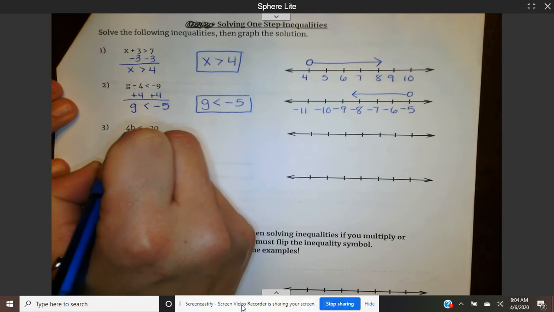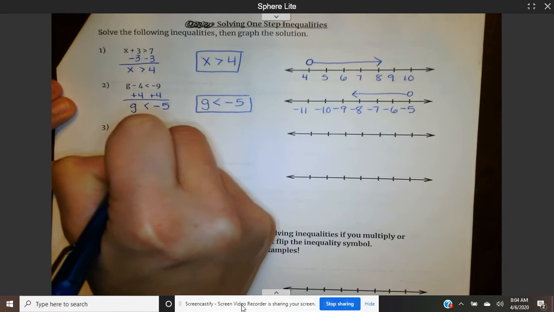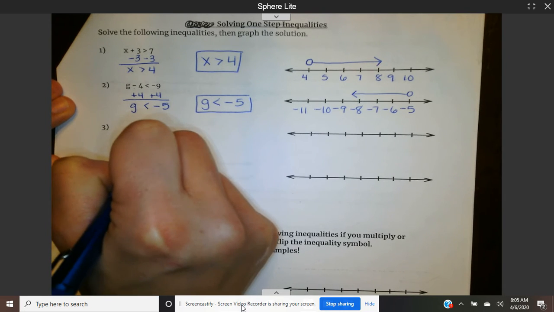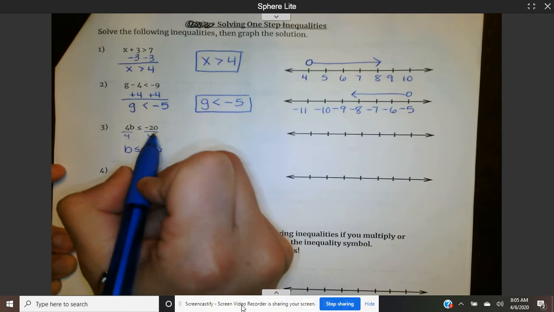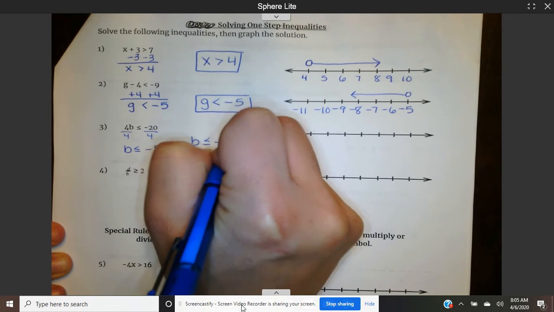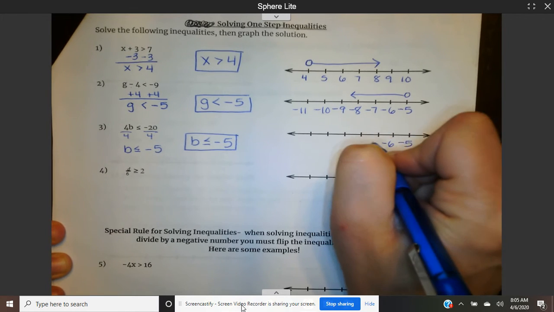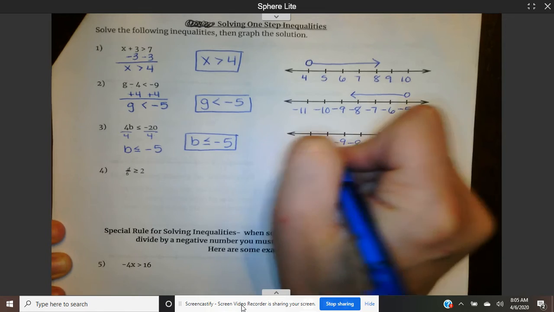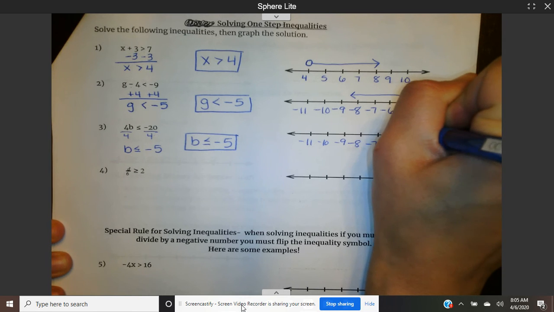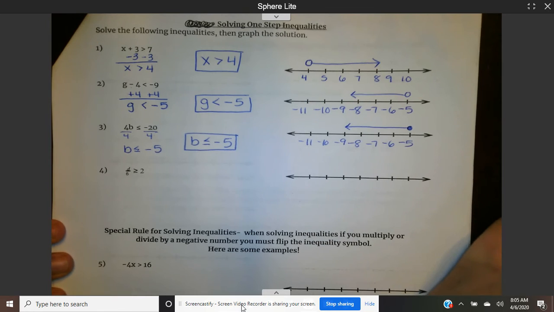Okay, the next one, 4b, that would be multiplication. So the opposite is division. We're going to divide both sides by 4. So b is less than or equal to -5. A negative divided by a positive is a negative. So b is less than or equal to -5. Okay, so I'll actually use the same number line as above. And notice I'm going at even increments. Make sure to do that anytime. This is going to be included because it does have an equal sign, and then it's less than.